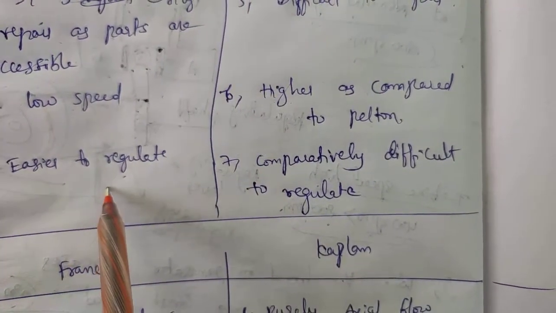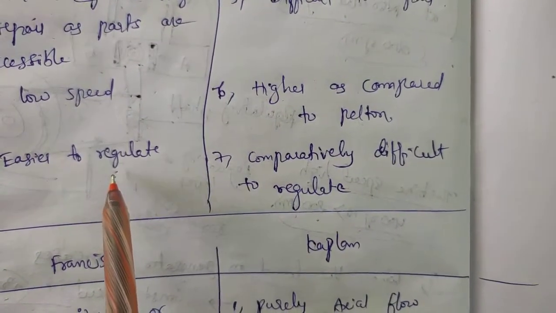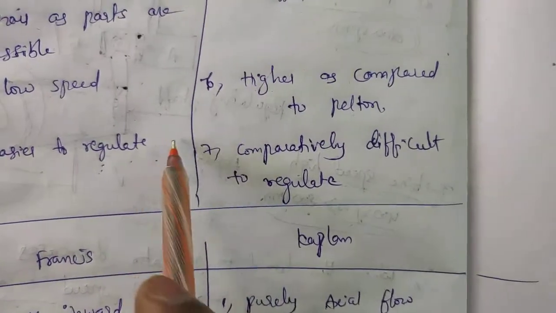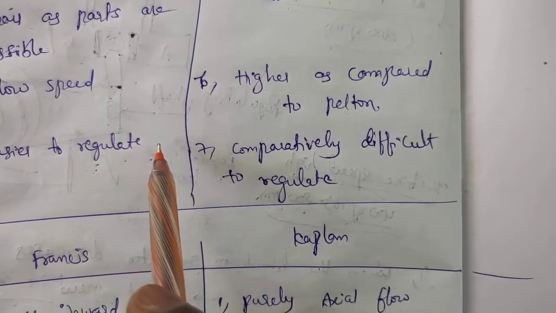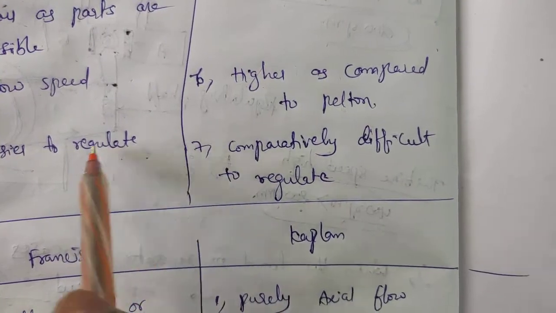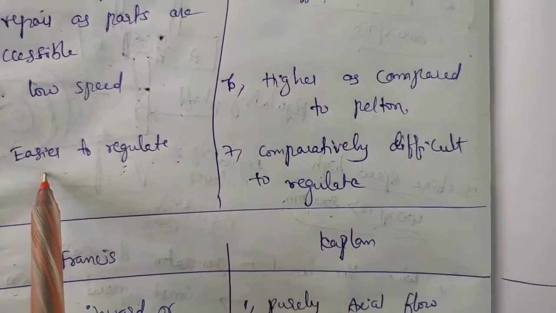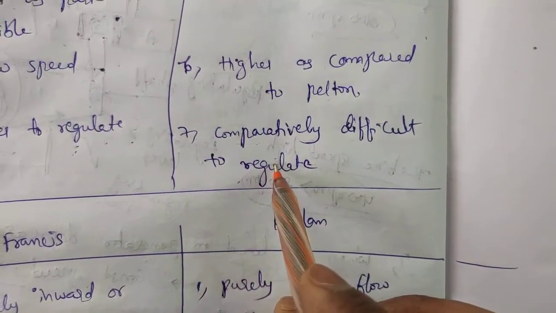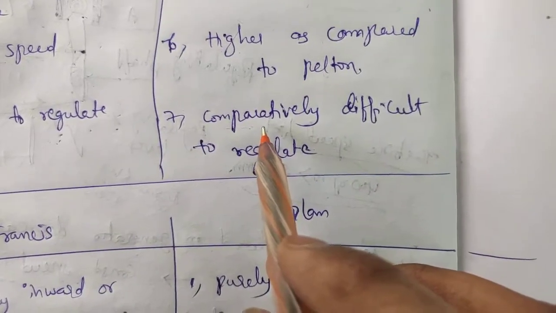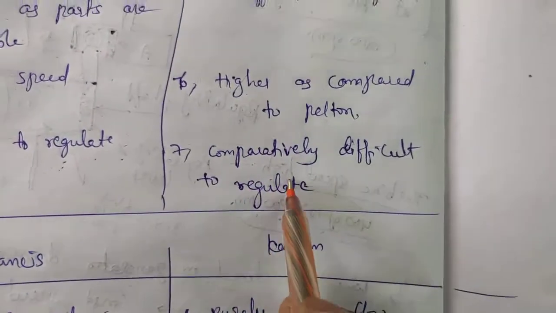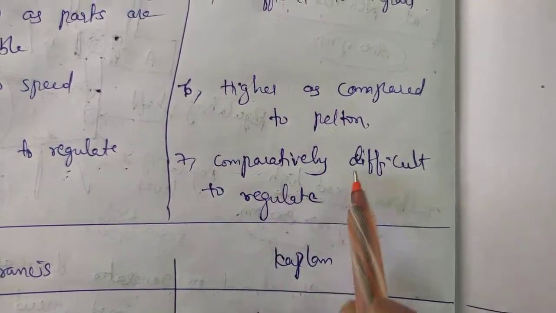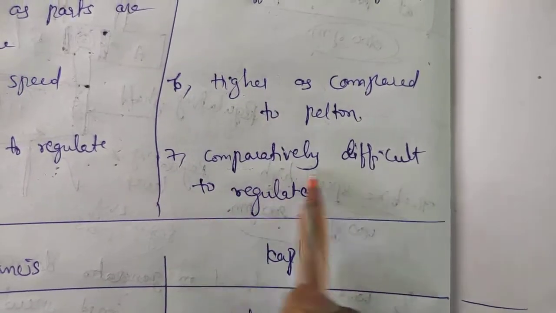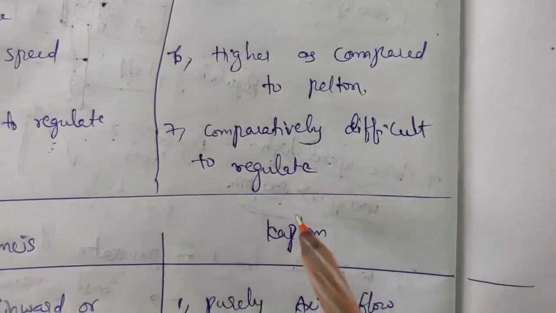Easier to regulate. So we see the governing operation in the Pelton wheel. The shaft in the servo motor is connected to the spear. So due to the spear movements, left and right movements, we can regulate the flow of water. So this regulation is easier in the Pelton wheel compared to the Francis turbine. In the Francis turbine, the guide blade ring is rotated with some set of levers, so it is difficult to regulate the Francis turbine.